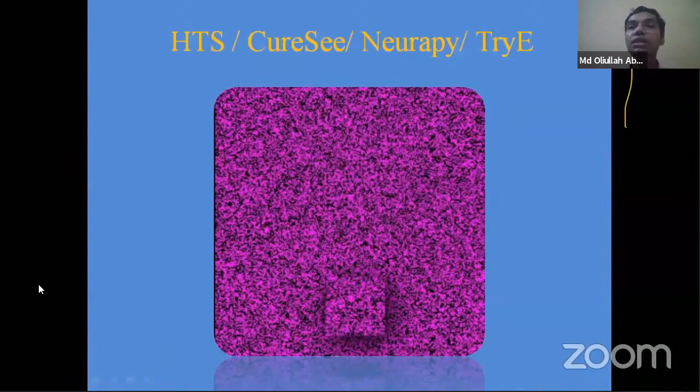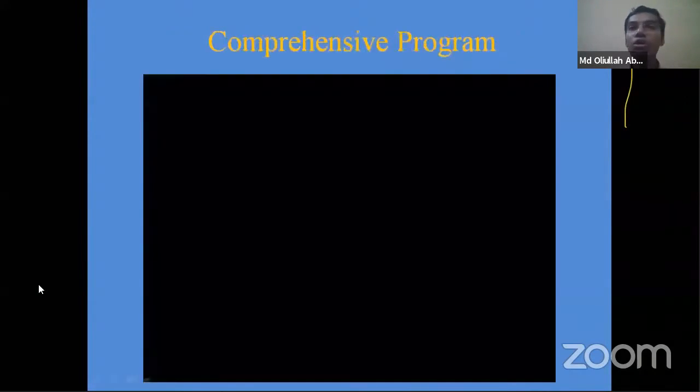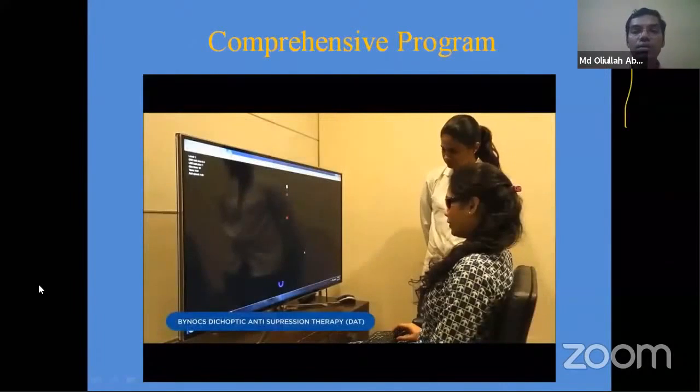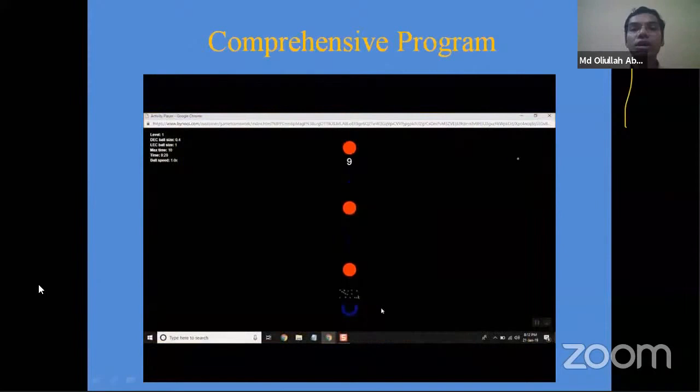So you can give this kind of exercise to improve their binocular vision functions, or you can have a composite offer of all, giving dichoptic anti-suppression therapy in the form of games. Let us go through this video.